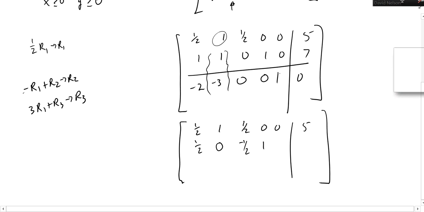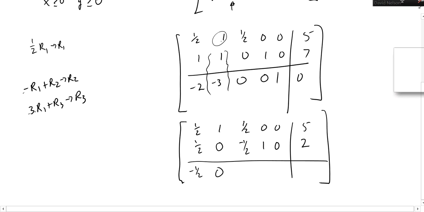Negative 0 plus 1 remains 1. 0 plus 0 is 0. Negative 5 plus 7 gives us 2 there. And then for the third operation, 3 times row 1 plus row 3: 3 halves, 3 times a half, 3 halves plus negative 2, that would give us negative 1/2. Negative 3/2 is 1.5. If you add 1.5 with a negative 2, you get negative 1/2.